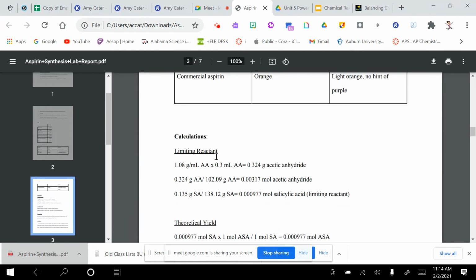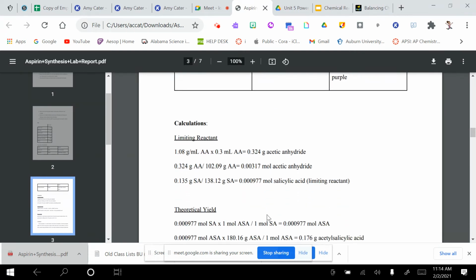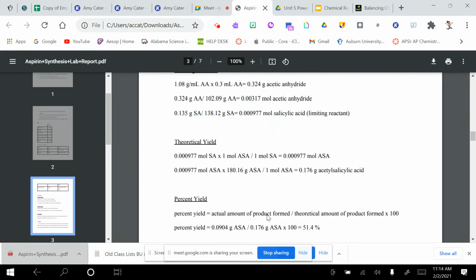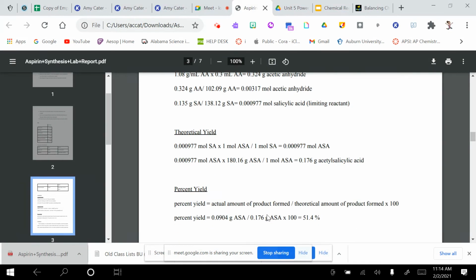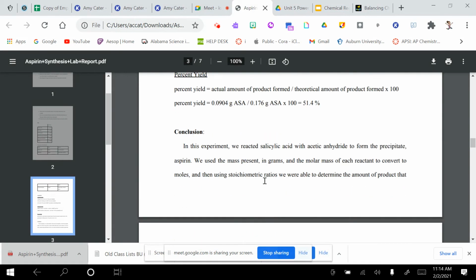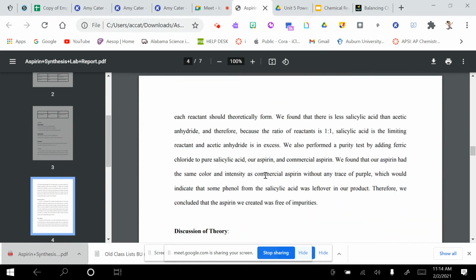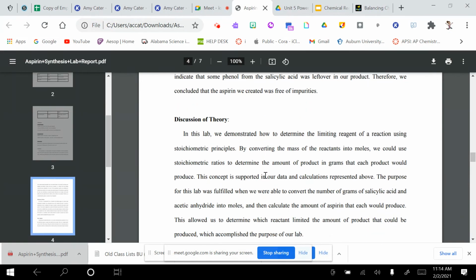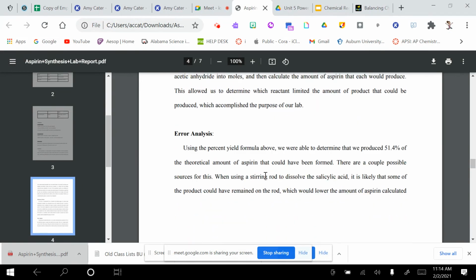Here's all of his calculations. So they're doing grams to moles and so on too. And he just listed all of his calculations out. Here's his conclusion. Discussion of theory. His error analysis, so he did his percent yield, and he gave me reasons for why it didn't give as high a percent yield as he thought that it should.